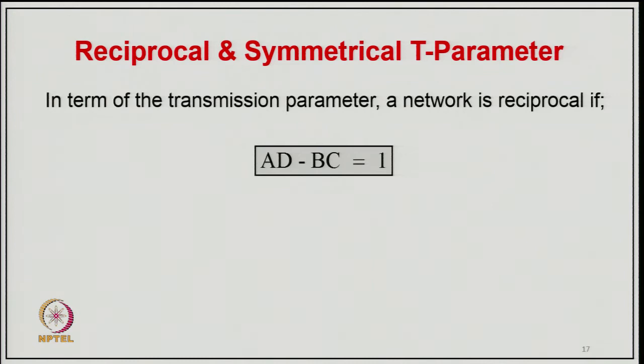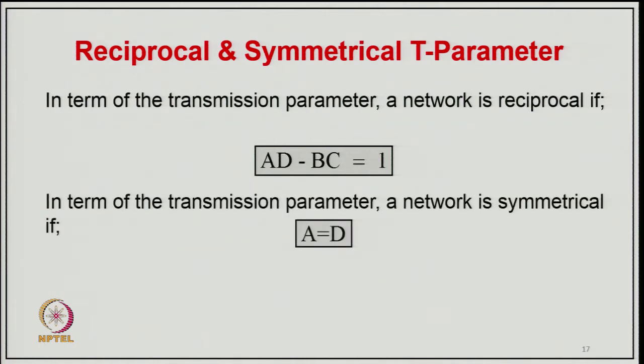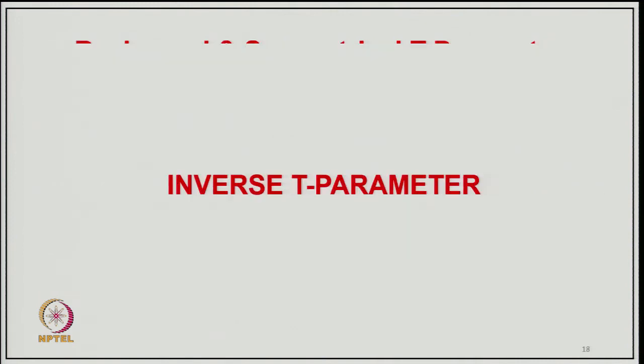Now, what is the condition for reciprocal and symmetrical for the two port network in terms of T parameters? In terms of transmission parameters, a network is reciprocal if AD minus BC is equal to 1, and a network is symmetrical if A equal to D.